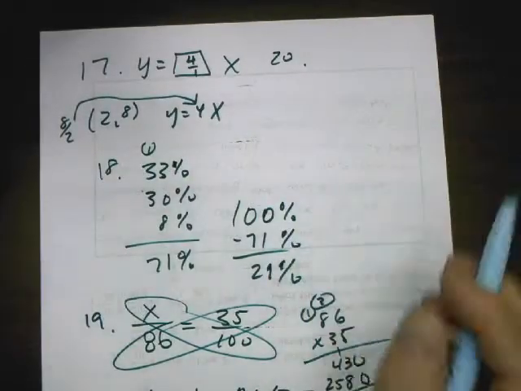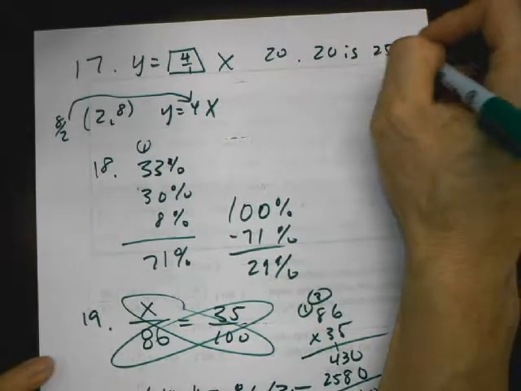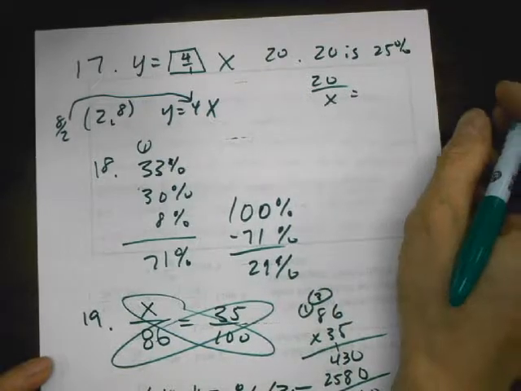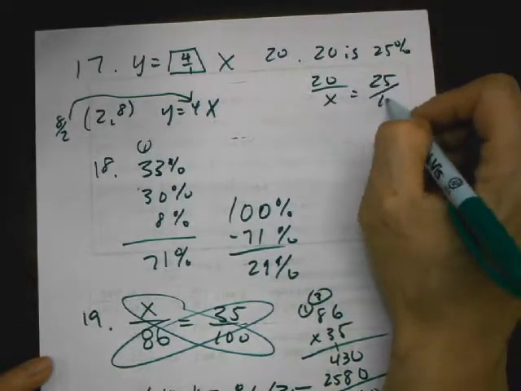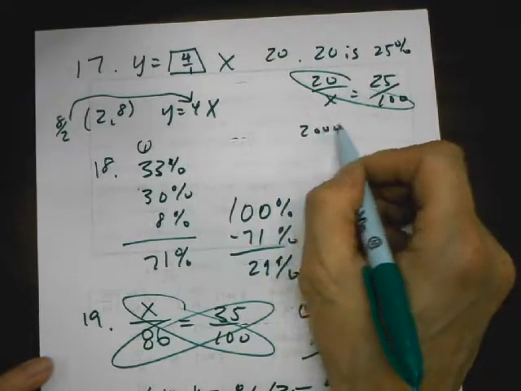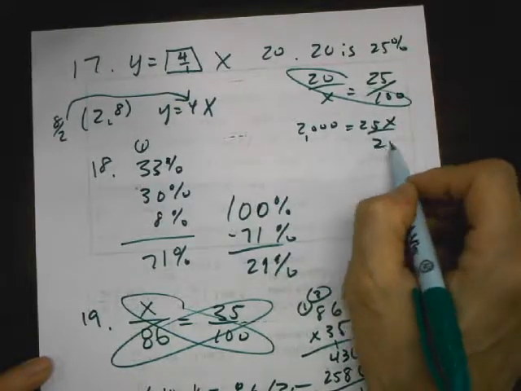Let's do number 20. Number 20, 20 is 25% of what number? This time I don't know the of, so I put the x down there, right? Is over of. Percent always goes over 100. I multiply these two. I had 3 zeros, 1, 2, 3, right? 25 times x is 25x.